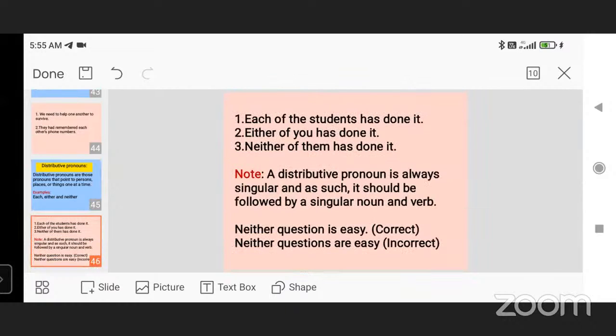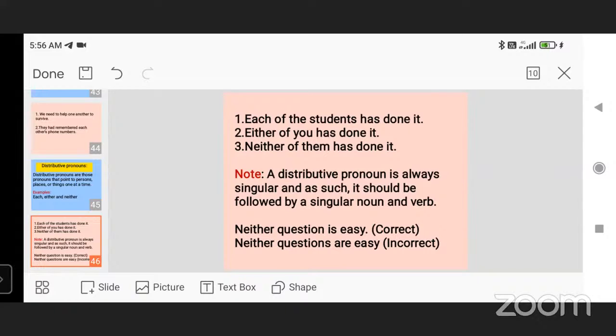Each of the students has done it. Has is singular, isn't it? Either of you has done it. Neither of them has done it. So note: a distributive pronoun is always singular, and as such it should be followed by a singular noun and verb. What I said in this next line: distributive will always be singular. It should not come with plural.